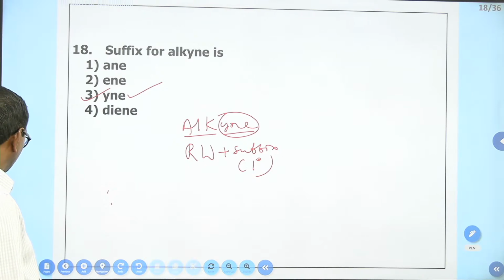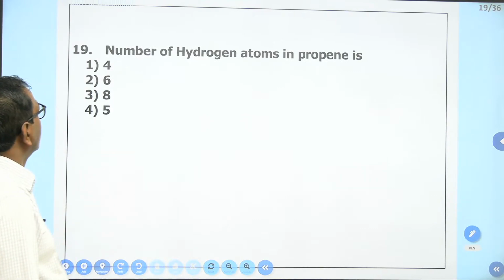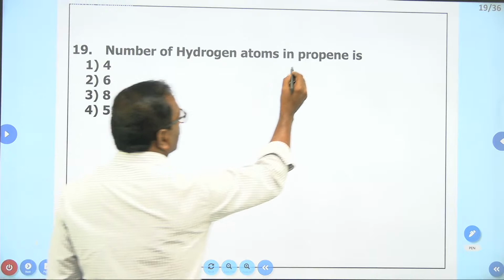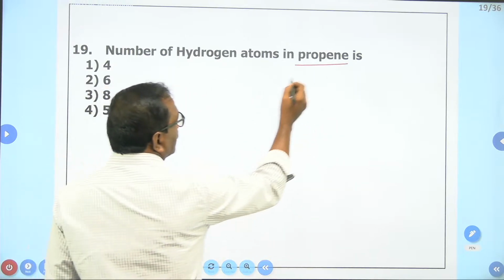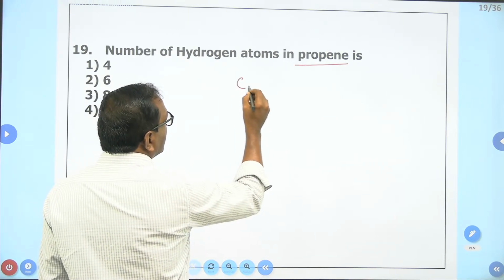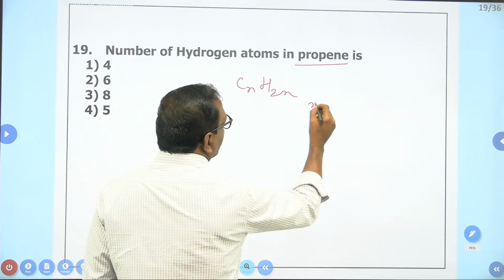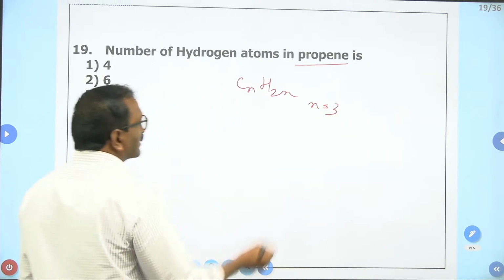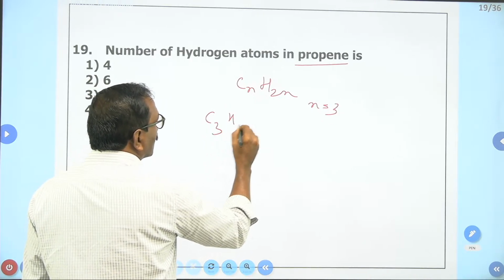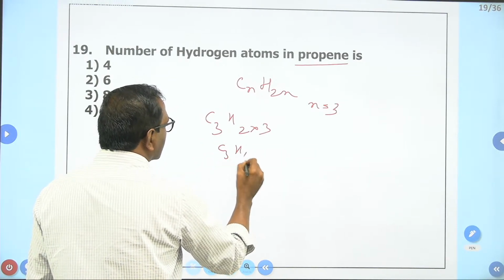Now, next one here. Question number 19. The 19th question: number of hydrogen atoms in propene. Propene belongs to the alkene family, with general formula CnH2n. Prop is the number of carbon atoms, so n equals 3. Substitute in this general formula for alkene, then you get C3H2n, with n being 3. Then you are going to get C3H6.